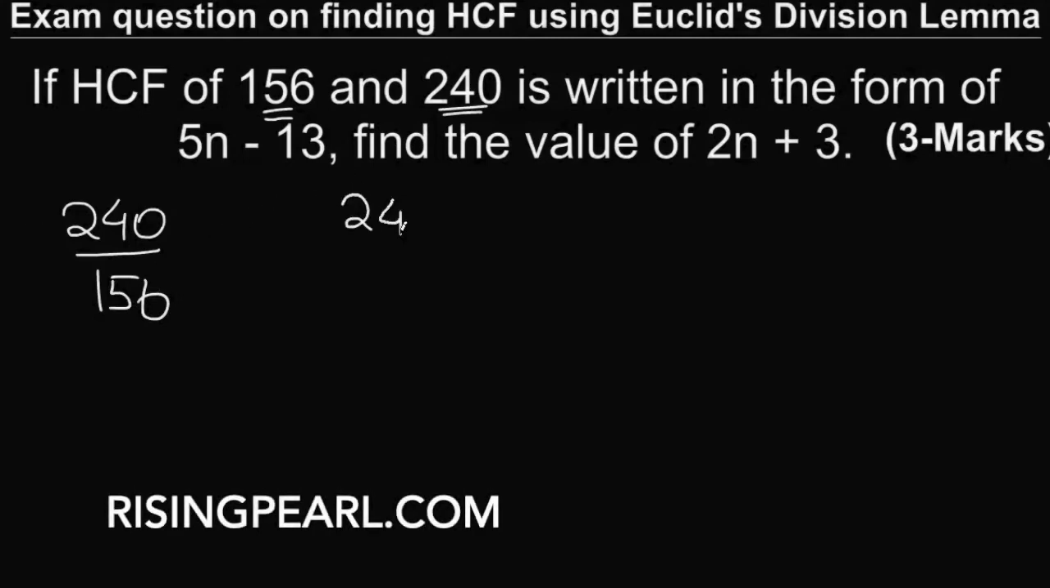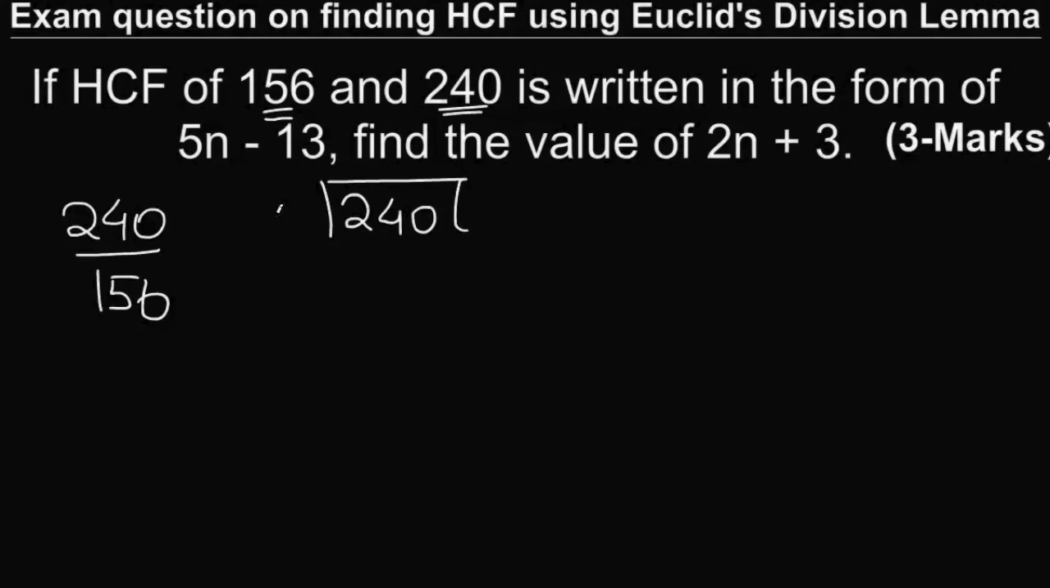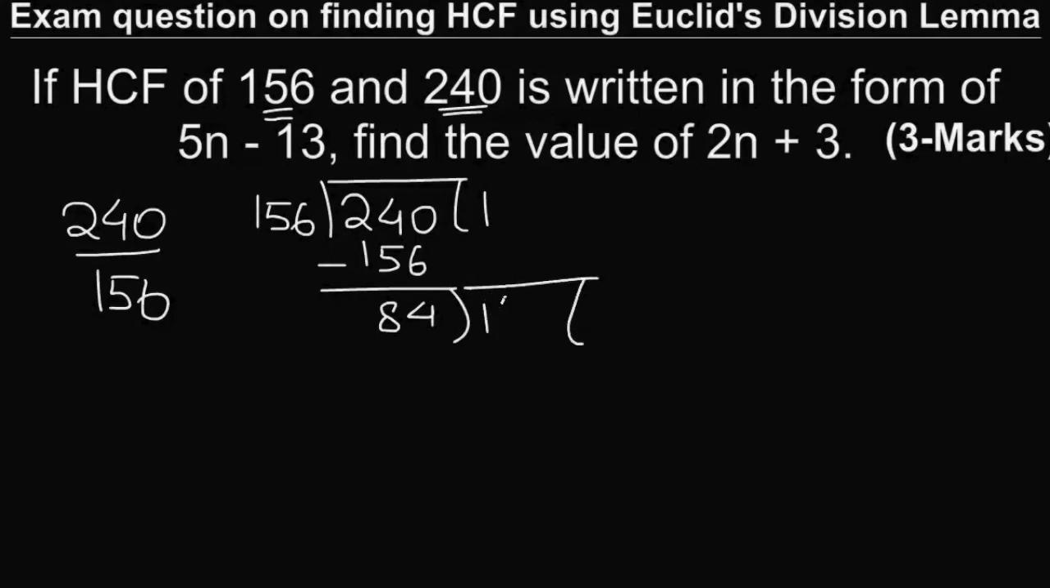So we write 240 over here and now we have to do the long division. We divide 240 by 156. 156 ones are 156, and here we subtract this out. So here this will be 4, this will be 8. Now 156 is our new dividend and 84 is our new divisor. We write 156 over here and now we divide 156 by 84.